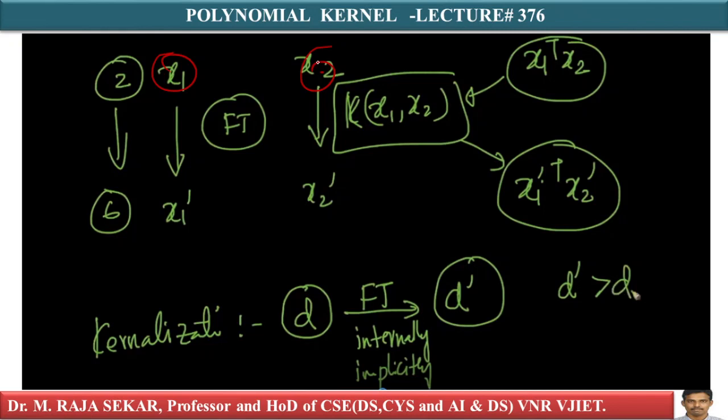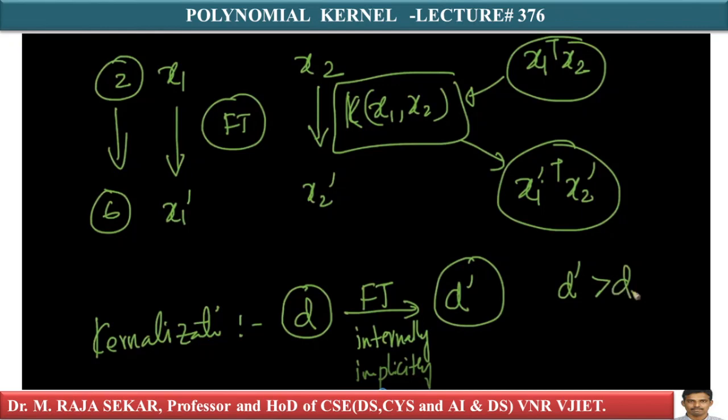Kernelization is feature transformation. Kernelization takes data in d dimensions, and it does a feature transform internally. After transforming features internally, that d-dimensional data will be converted into d dash dimensions, such that d dash is greater than d. Here the x1 dimension is 2, but the x1 dash dimension is 6. Similarly, x2 is 2D, whereas x2 dash is 6D. 2D data is converted into 6D. Kernelization takes data in d-dimensional space and implicitly, internally, does a feature transformation to a space d dash such that d dash is greater than d.